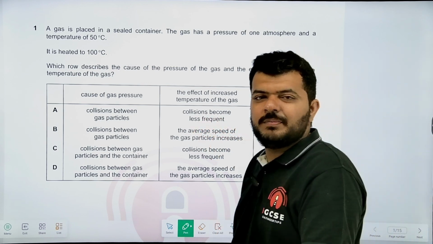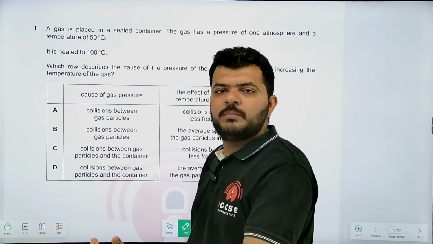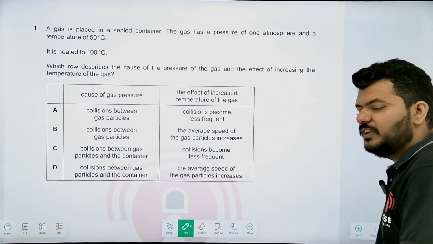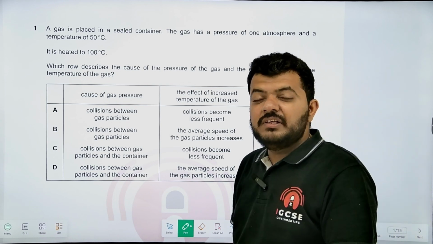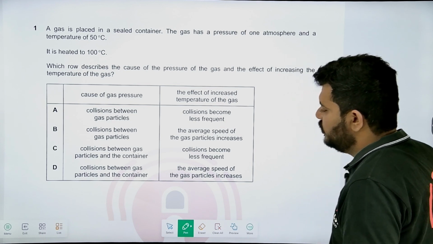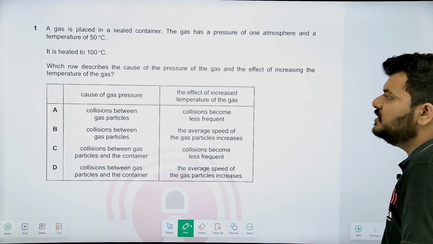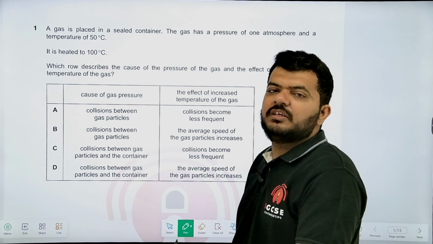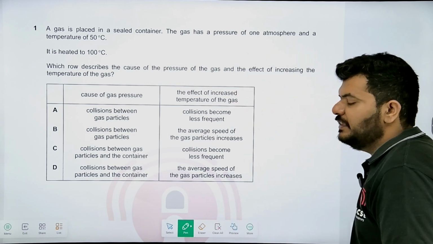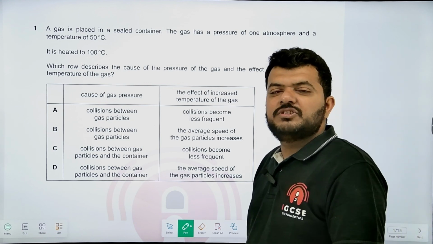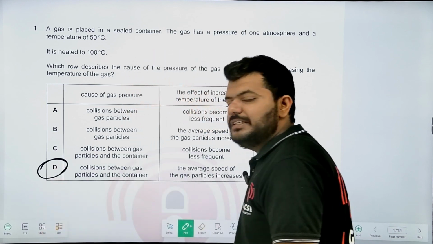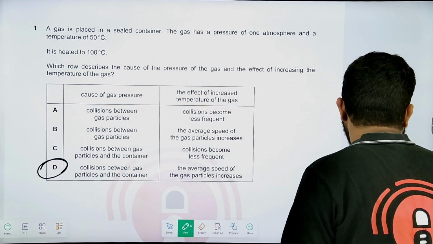When you increase the temperature, particles start moving more vigorously. Now, collision become less frequent. If they start moving more vigorously, will the collision be less frequent? No, in fact they will be more frequent. So the average speed of gas particle increases because temperature is the average kinetic energy of the particles, and in that kinetic energy depends on velocity because mass is not changing. So D is the correct option for this answer.